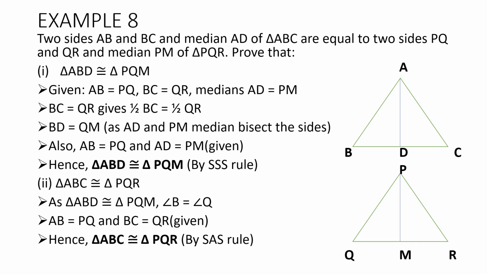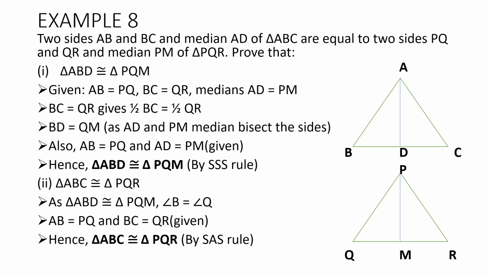Hence we have shown that AB is equal to PQ and AD is equal to PM are given and BD is equal to QM. So by SSS rule, the three sides are equal. Hence triangle ABD is congruent to triangle PQM. Second thing, from this we have to show that triangle ABC and triangle PQR are also congruent. So you can see step by step we are proving the congruency.